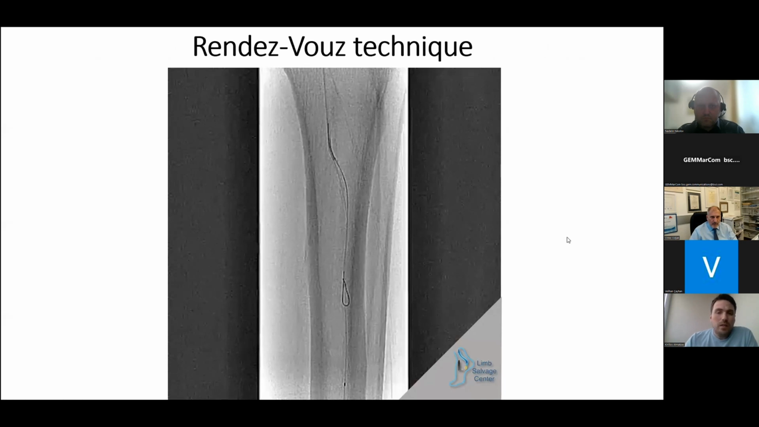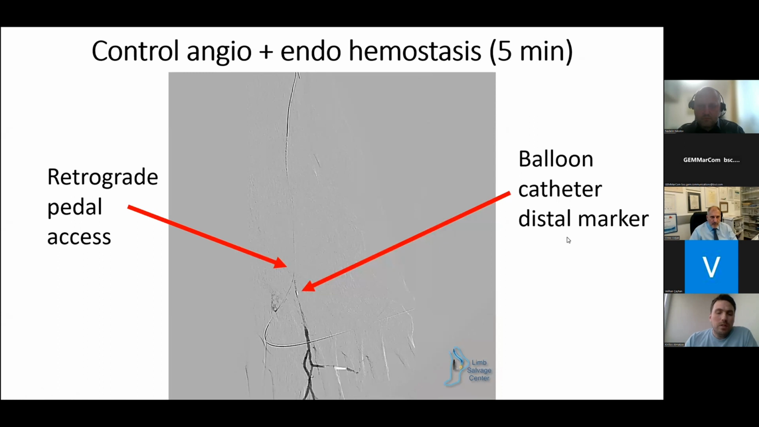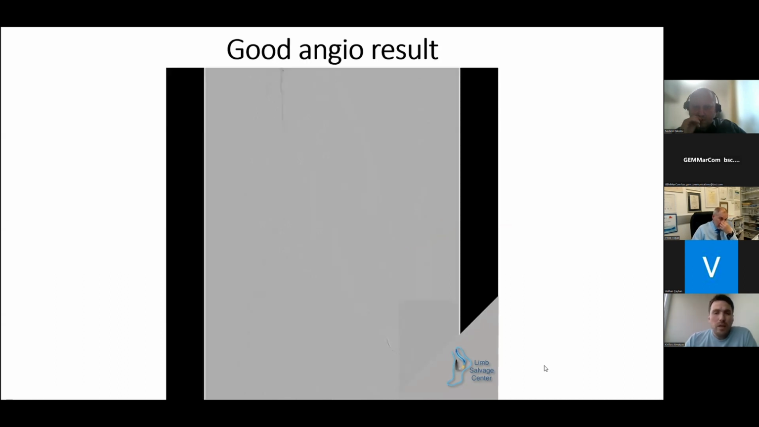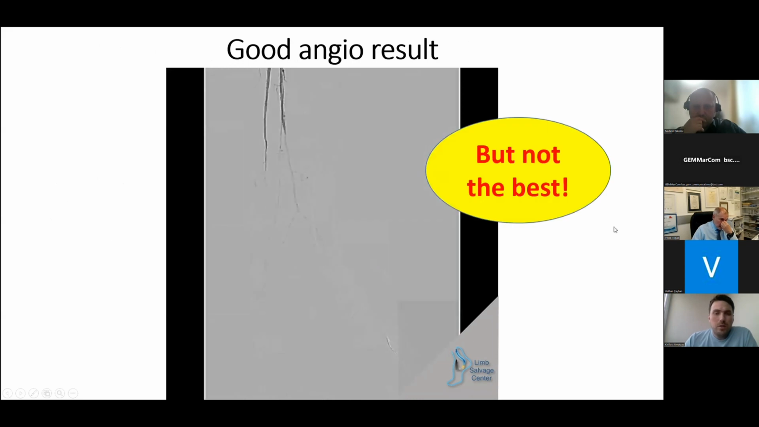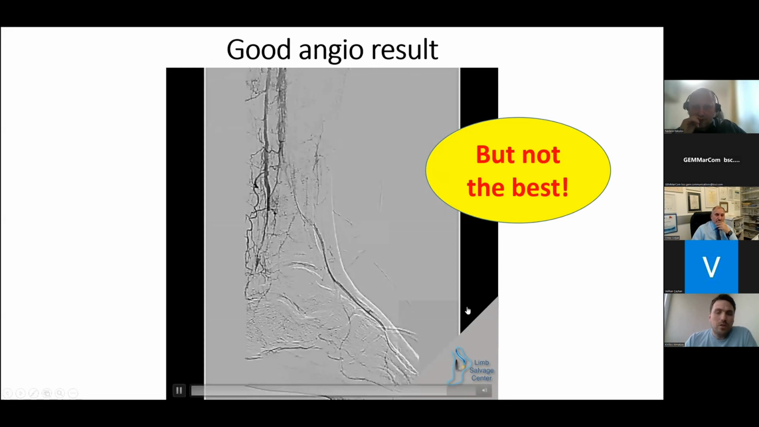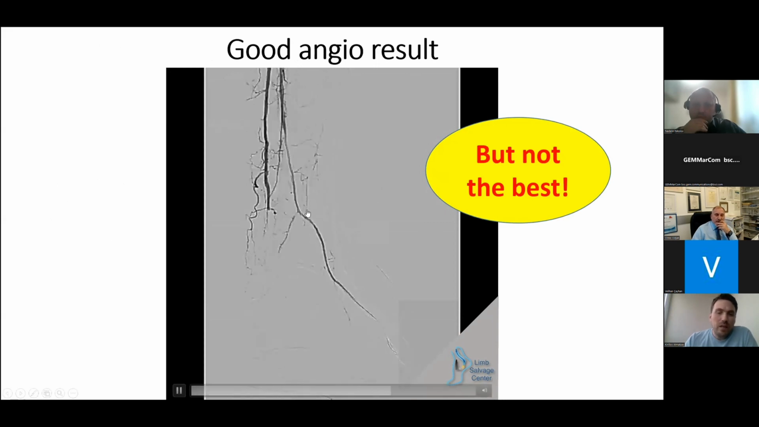Then I put the balloon distal to the retrograde access and made a control angio to be sure that I am in the true lumen. Then I removed all devices from the retrograde access and made endovascular hemostasis for at least 5 minutes. Good angio results for the patient and for me, but not the best, unfortunately, because I thought the pedal branch of the peroneal artery was a weak point here.